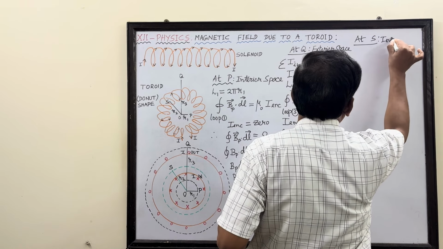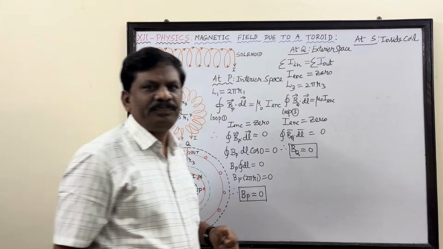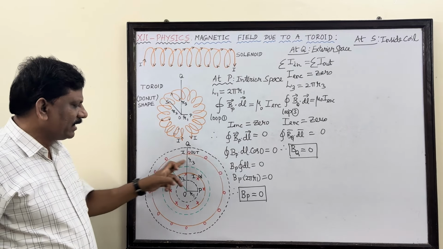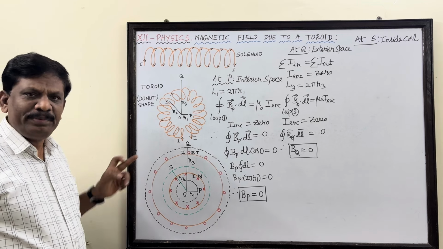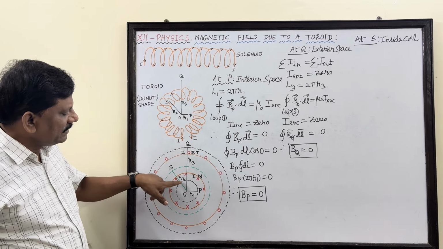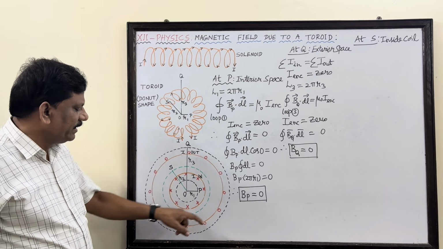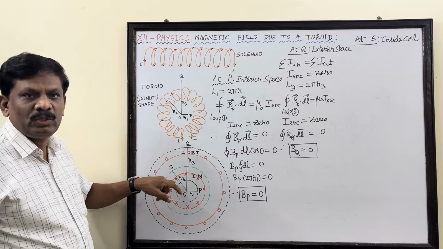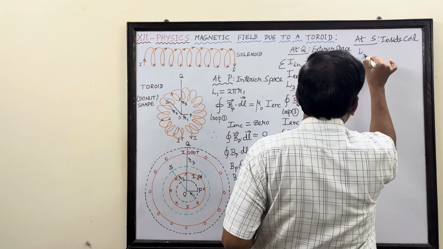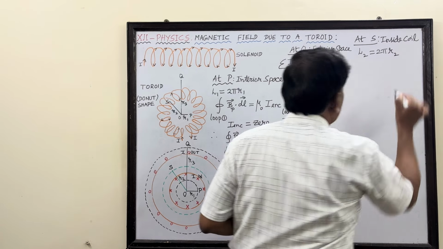So, this is inside the coil. So, we have to assume a circle, a dotted circle, which is called the Amperian loop, passing through the point S. So, S is at a distance R2 from the center O. So, the radius of this green circular loop is R2. Okay. So, the length of the Amperian loop L2 is equal to 2 pi into R2.